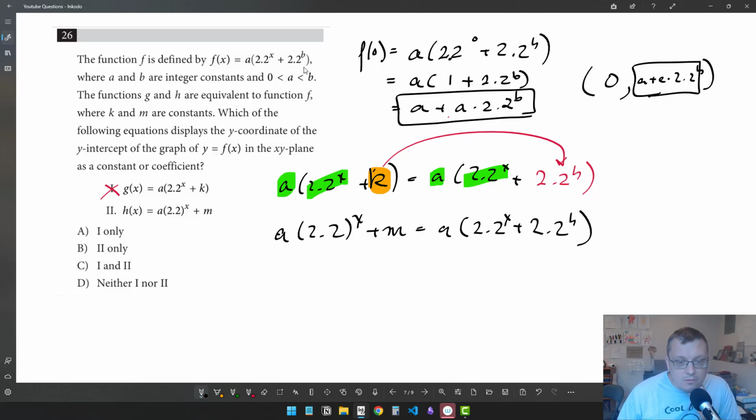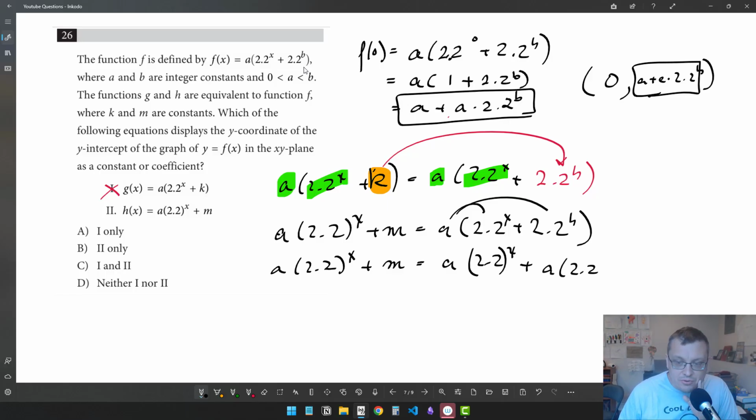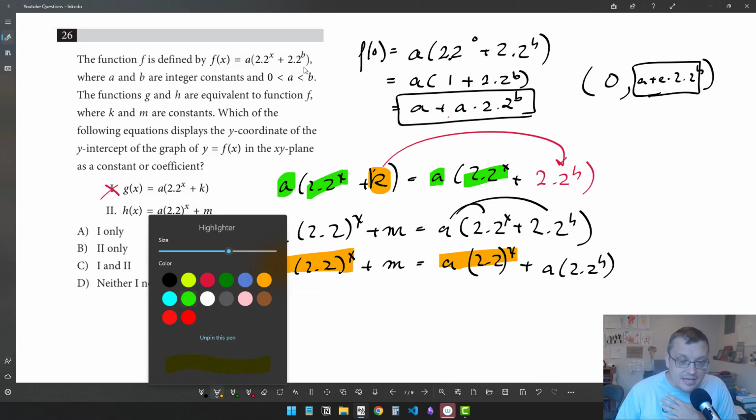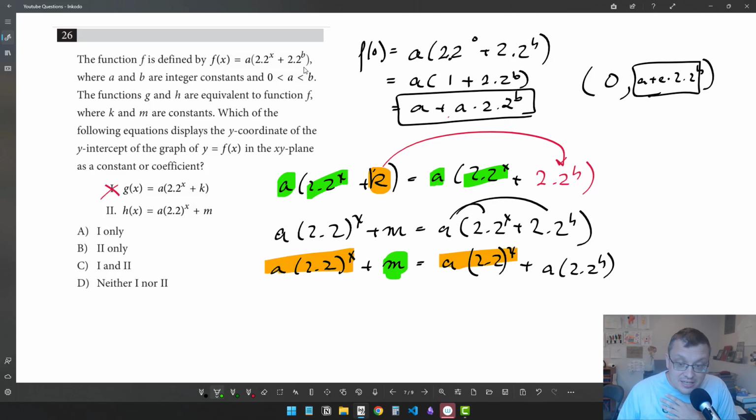Okay, looks pretty close. Let's, on our right side, distribute this a so we can really compare apples to apples here. So I get a times 2.2 to the x plus m is equal to a times 2.2 to the x plus a times 2.2 to the b. So now we know that this equals this. Cool. So it must be the case that m is equal to this. So m is equal to a times 2.2 to the b.